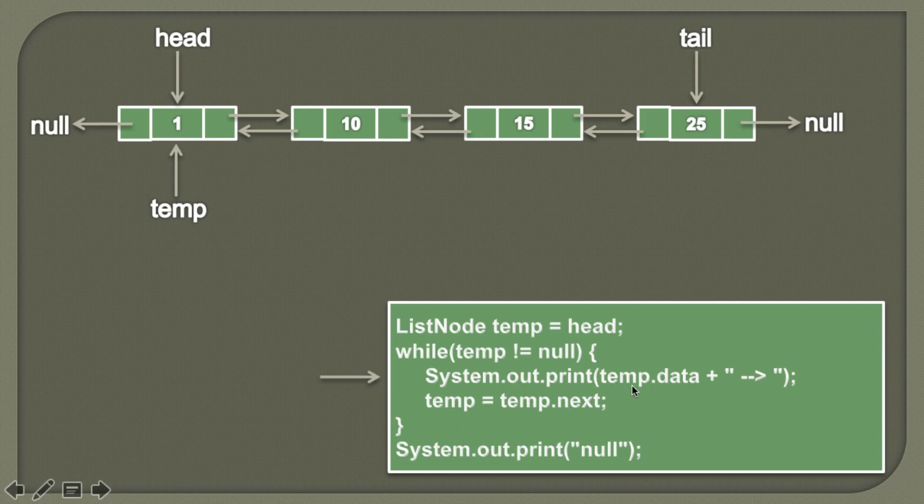We'll print the data associated with this temporary node. And then simply we'll move the temporary node to its next node by assigning the temp.next value to temp. Currently you see temp points to the first node and its next points to the second node. Therefore we'll assign the temp.next value to temp. So it will look something like this.